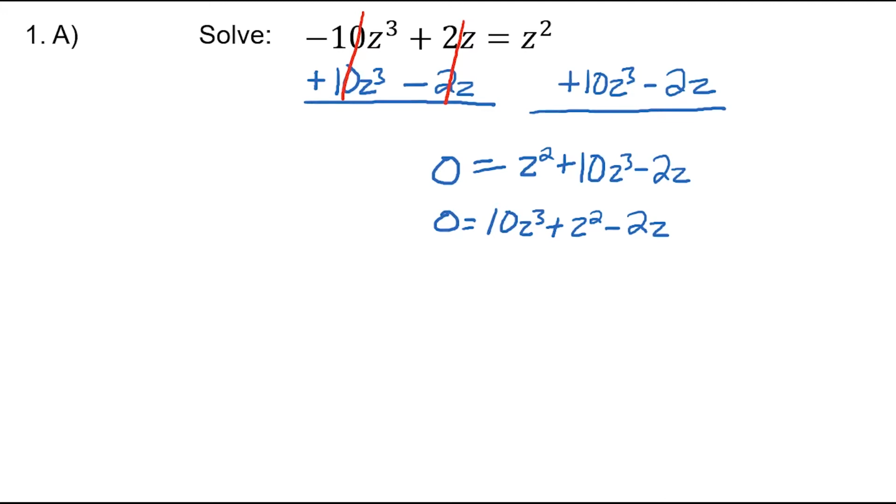And then next, you notice that all three of these terms have a common factor in it, and the common factor is z to the first power. So we'll remove a z to the first from each one of these terms, and inside of the parentheses, we'll have 10z squared plus z to the first minus 2.